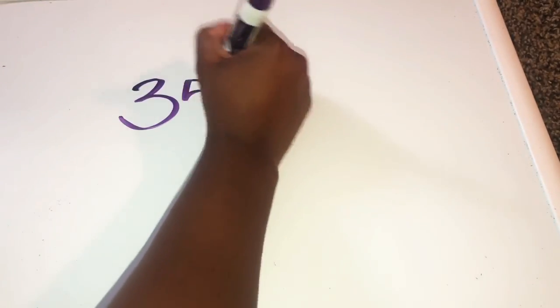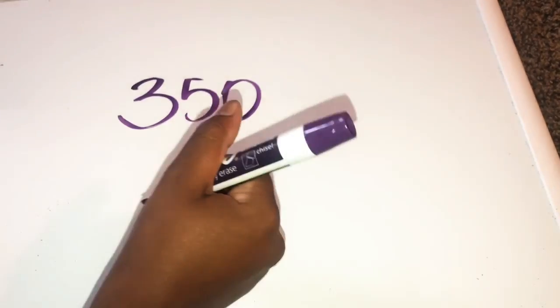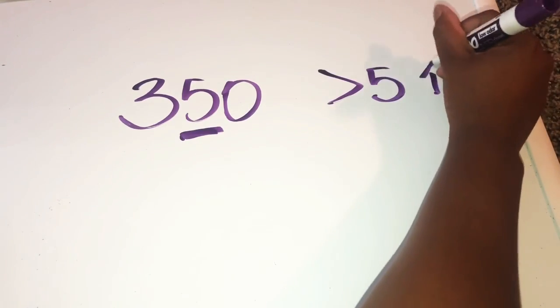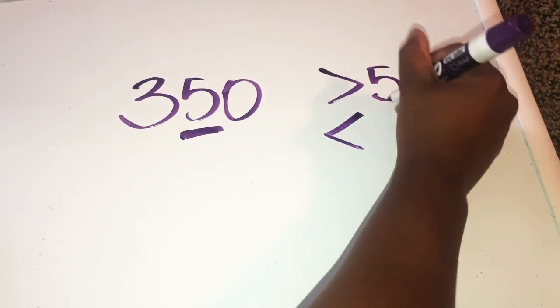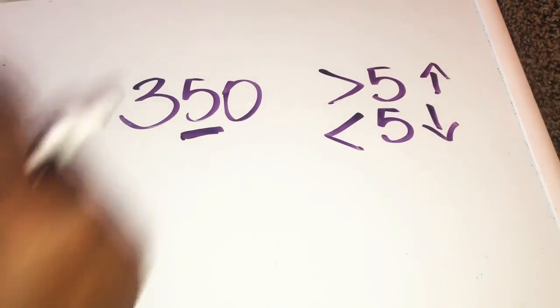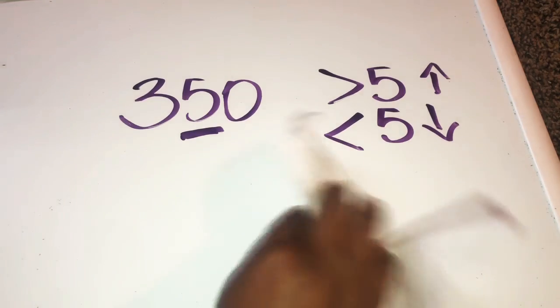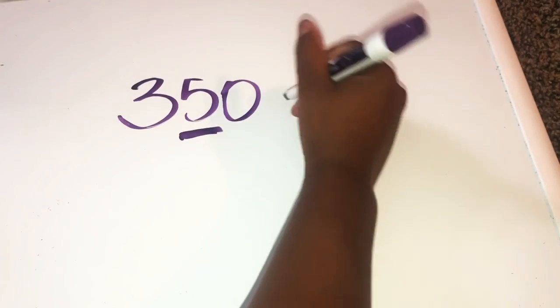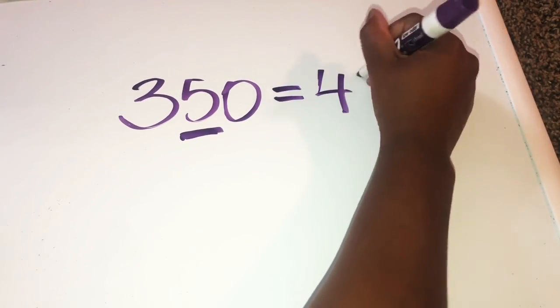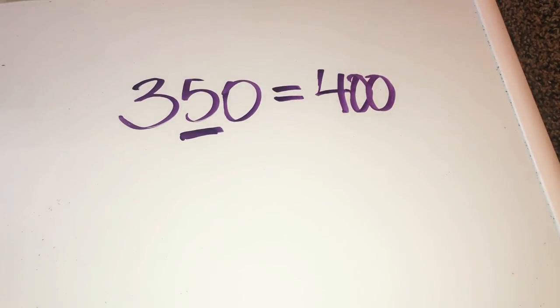If you have a 3-digit number, then you're going to look at the number in the tens place. If that number is 5 or greater than 5, then we're going to round up to the next multiple of 100. If the number is less than 5, then we're going to round down to the next multiple of 100. In this case, the number is 5, so we're going to round up to the next multiple of 100, which is 400. Now go ahead and give it a try on your own and practice a few more of these problems.